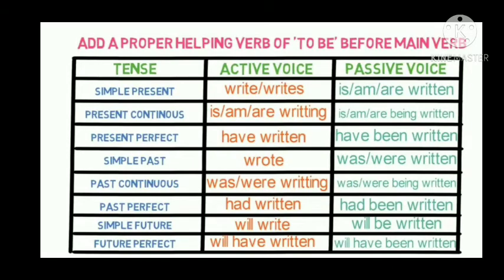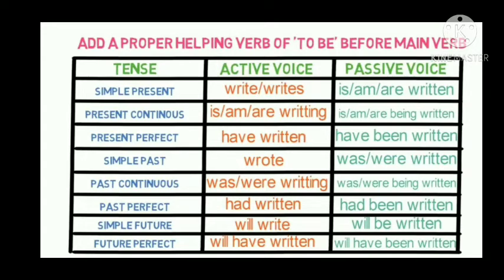Now look at this table. It shows the changes in tense while changing sentences in the active voice into the passive voice. We add a proper helping verb of to be before main verb. So here I am taking one of the verbs, that is write, and explaining this table by using that verb. So if the sentence is in simple present, in active voice we use write or writes according to the subject.